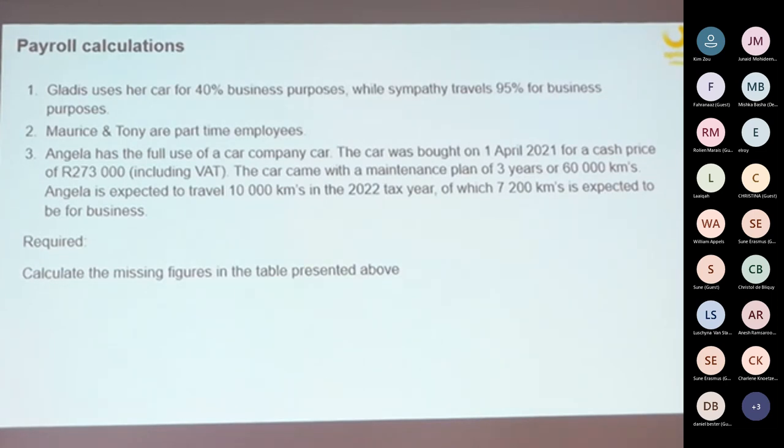But they can give it to you in two ways. They can either tell you this is a bonus, or they can just say a 13th check. And you need to know 13th check means bonus.